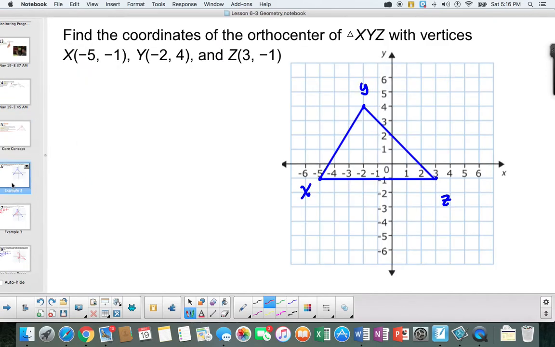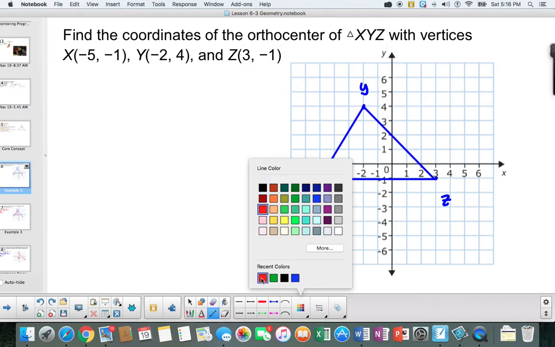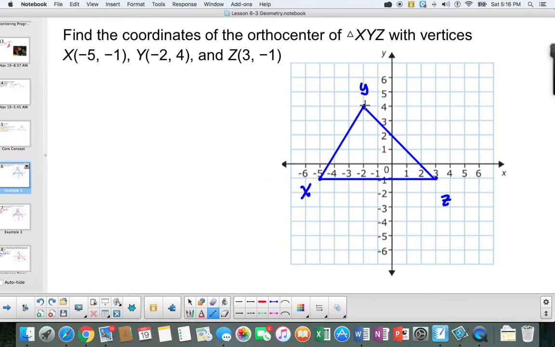Let's take a look at finding the orthocenter for this triangle. Now, I'm going to find one altitude right now. It's easy for me to find this altitude, and that's this one going from here to here. That's an altitude. It is from the vertex, and it's perpendicular to the opposite side. So that's one of them. I just have to find one more.